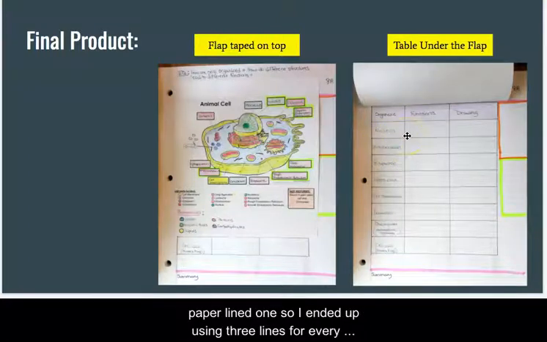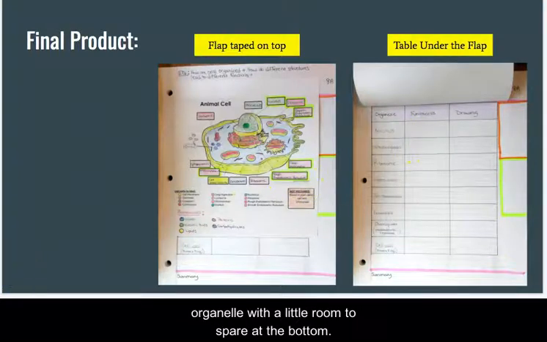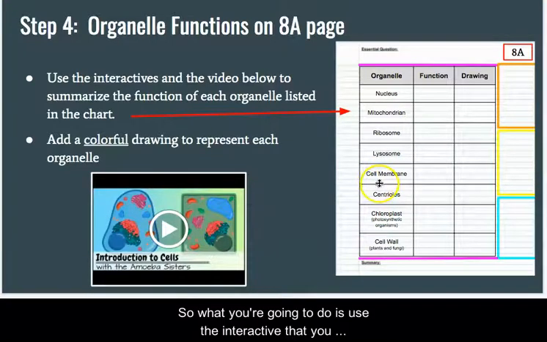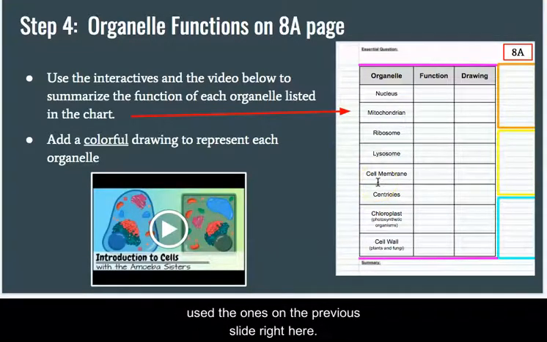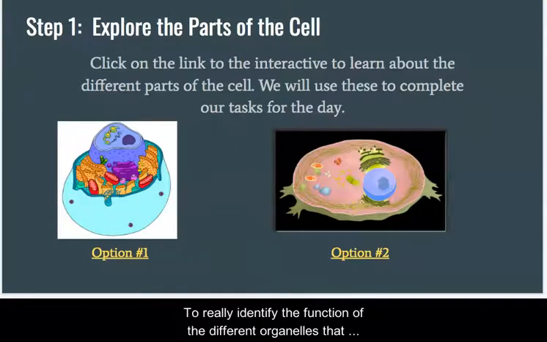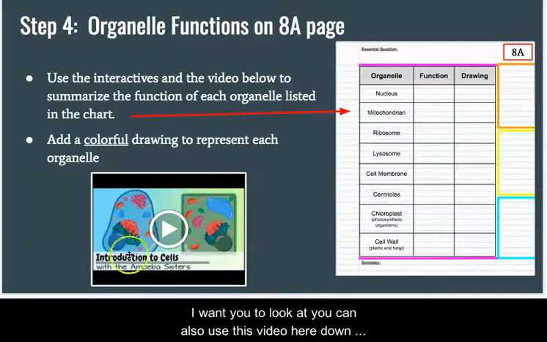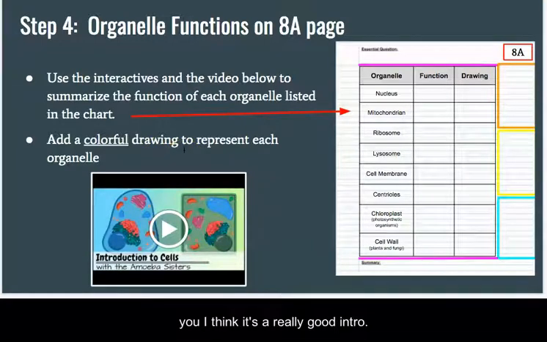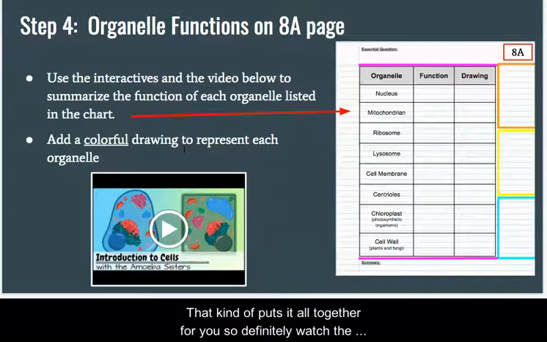I don't have the graph paper lined one, so I ended up using 3 lines for every organelle with a little room to spare at the bottom. But you can see the list here in typed form if that's a little easier. So what you're going to do is use the interactives that you used, the ones on the previous slide right here, to really identify the function of the different organelles that I want you to look at. You can also use this video here down at the bottom about introduction to cells to help you. I think it's a really good intro that kind of just puts it all together for you.